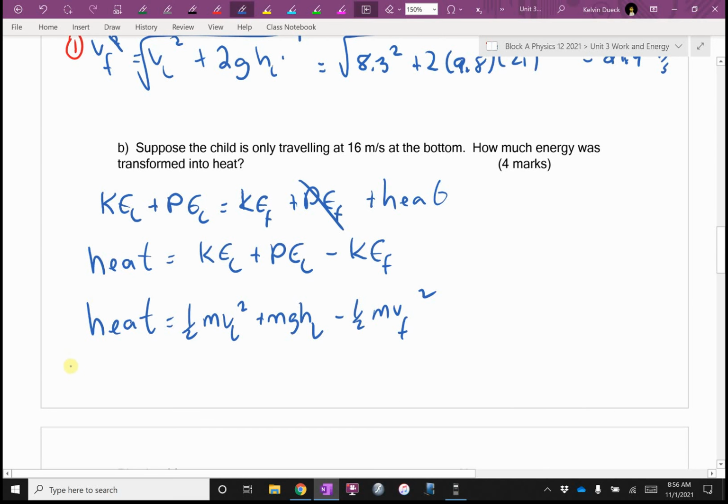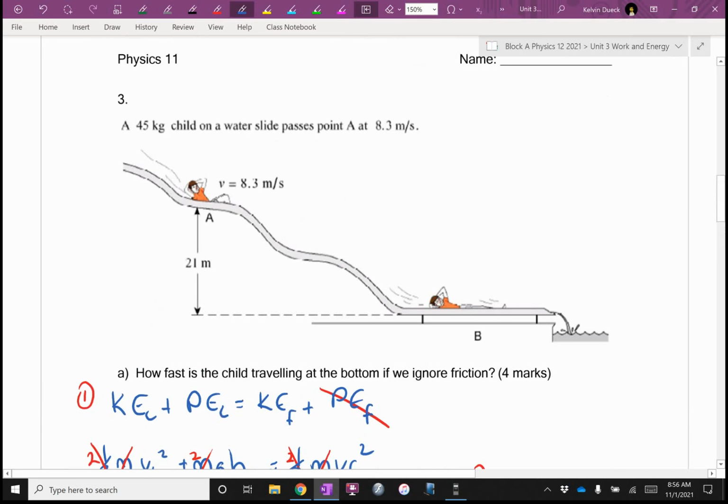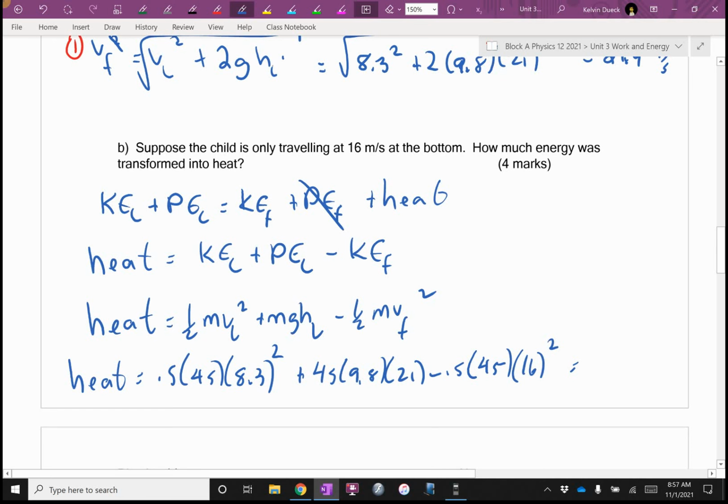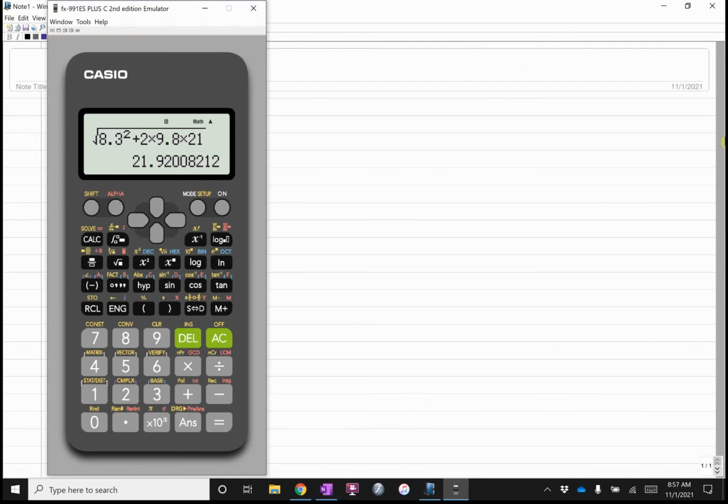Okay. Heat is going to be, what was the mass? 45. 0.5 times 45 times 8.3 squared plus 45 times 9.8 times 21? Yep. Minus 0.5 times 45 times how fast? 16 squared. Oh, wrong button.